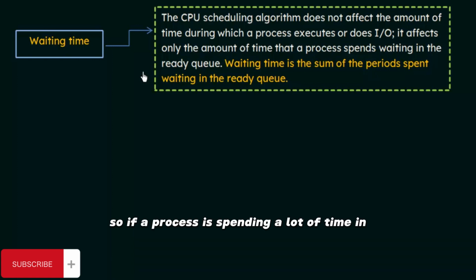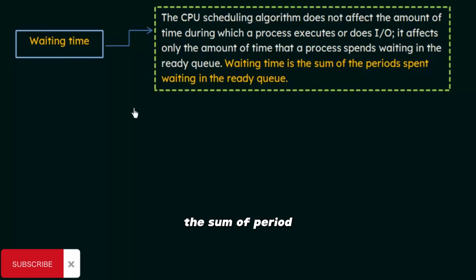So if a process is spending a lot of time in the waiting state, waiting to get the CPU, and if the scheduler is not able to assign the CPU to that process, then it will end up waiting for a lot of time. And then we can say that that algorithm is not a very efficient one, because that particular process is starving for the CPU. It is not getting the CPU, so there is a lot of time that it has to spend in waiting.